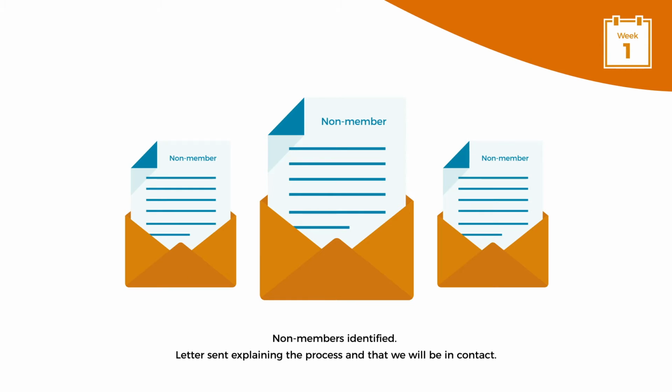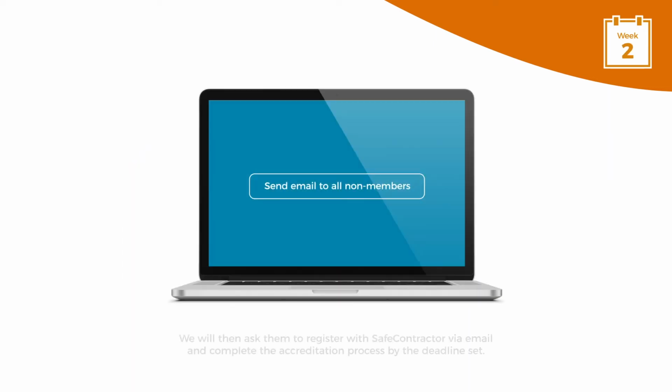You will then need to send them a letter explaining the process and that we will be contacting them shortly. We will then ask them to register with SafeContractor via email. They will be asked to complete the accreditation process by the deadline you set.